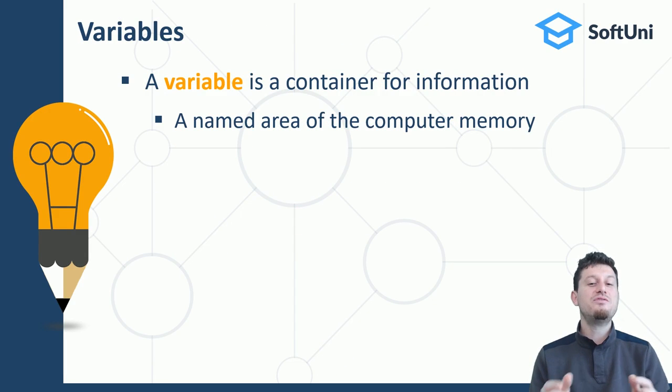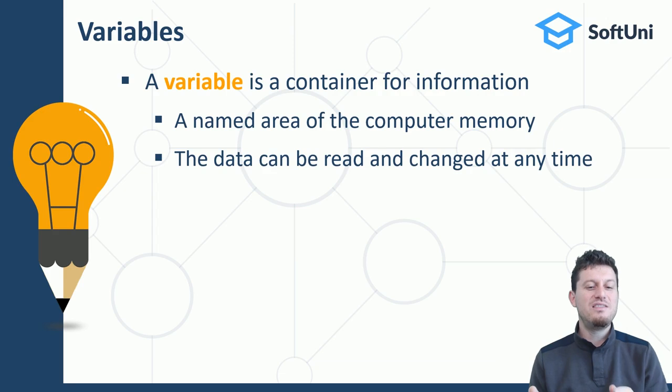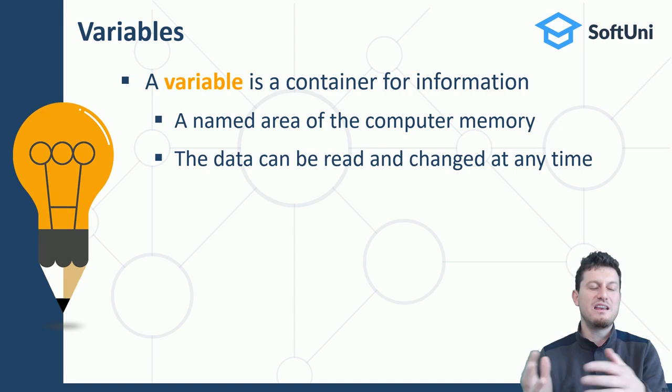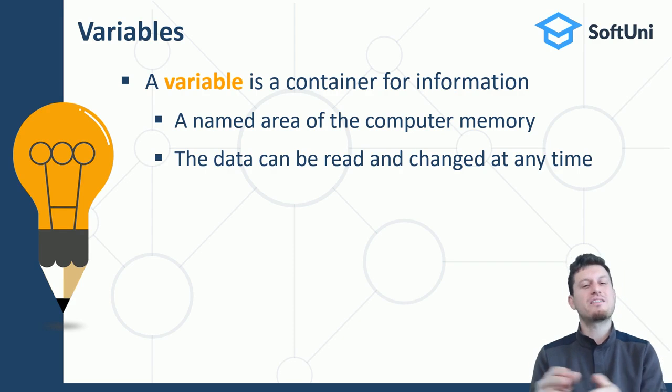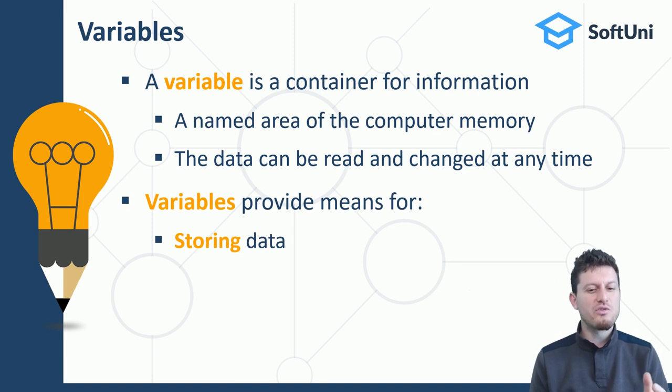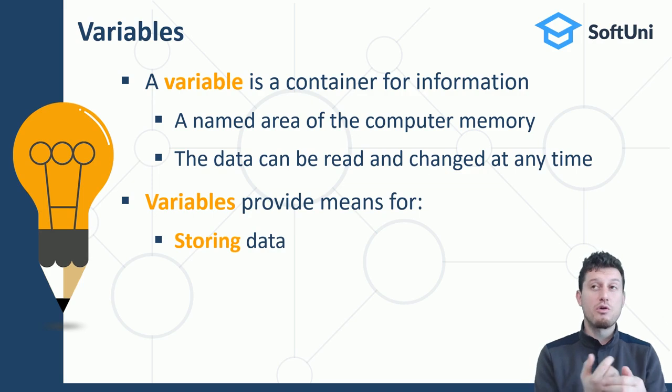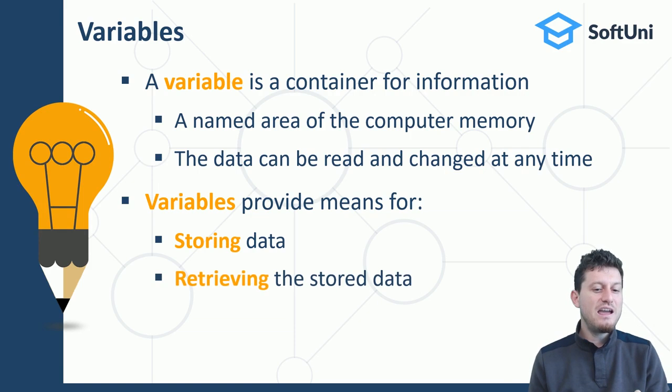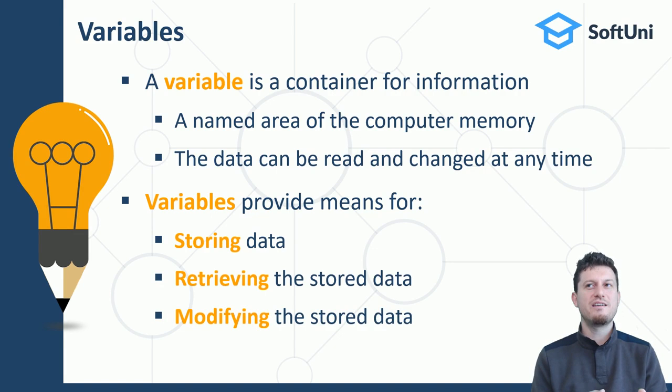So variables are containers for data, containers for information, a named area in the computer memory, and the data can be read and can be modified or changed at any time. The memory, also called RAM, random access memory, means that you can access the memory at random locations and you can change and process it at any time. So variables in programming provide means for storing data like a person name or an account balance, and they can retrieve this data by the variable name, and they can modify the stored data for later use.